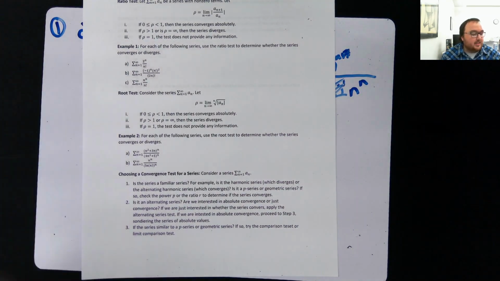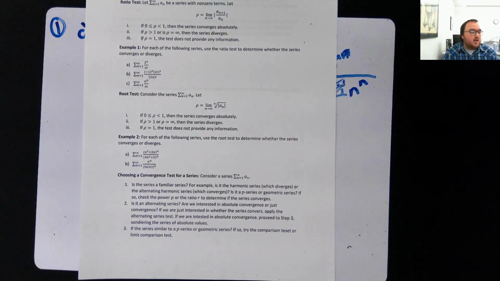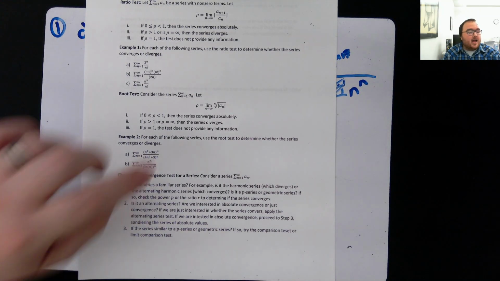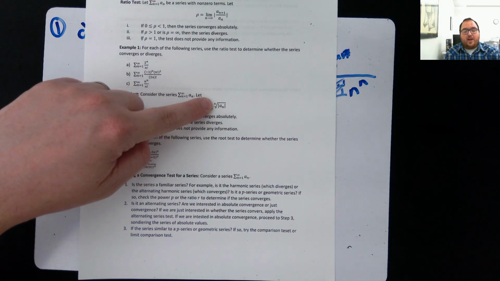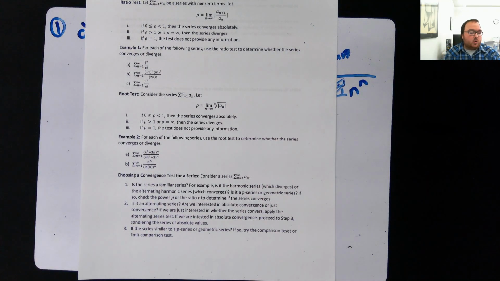So the root test says, consider the series a(n), let rho be equal to the limit as n goes to infinity of the nth root of the absolute value of a(n). And then my same rules are here as what I had up there. If rho is less than 1, it converges. If it's greater, then it diverges. And if it is 1, then it doesn't help me. So when everything is raised to the n, I can use this rule because it's basically just going to get rid of that n.